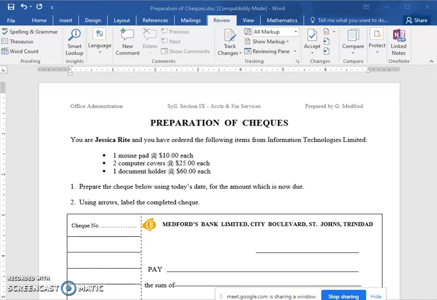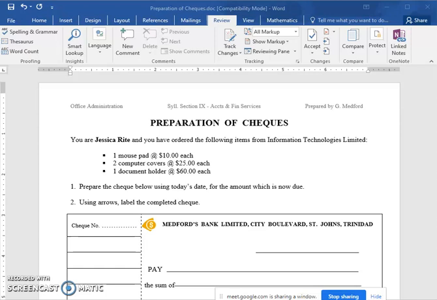Okay, class. This is a practical example of preparation of checks. We are looking at an activity where we are going to learn how to complete a check based on information that would be given to you as an employee of the accounts office. Remember that this is office administration, syllabus section 9. We are looking at accounts and financial services.